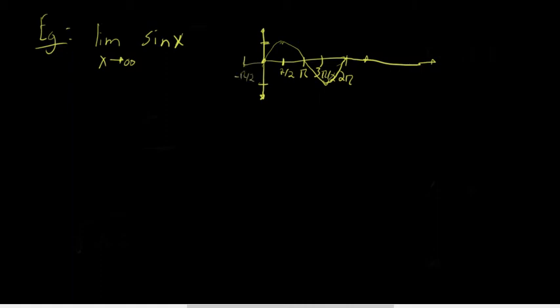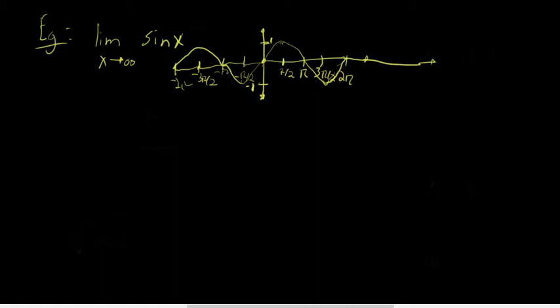Negative pi over 2. Just go ahead and draw some more values here. 2 pi. And this is 1. This is negative 1. And as you continue, it'll basically repeat in this pattern.